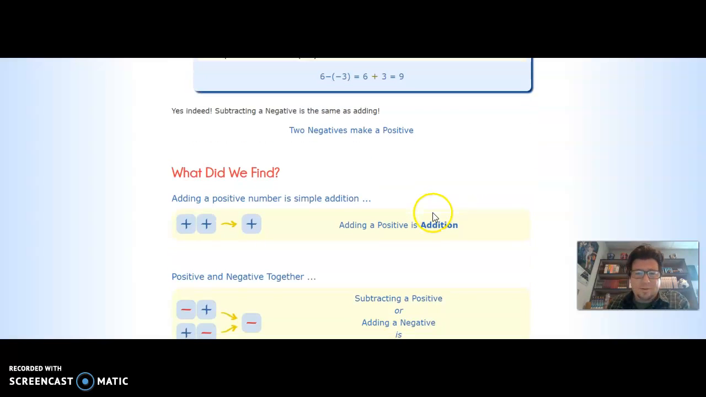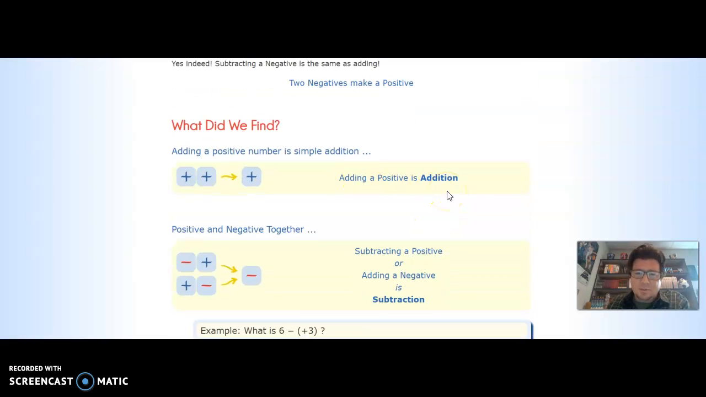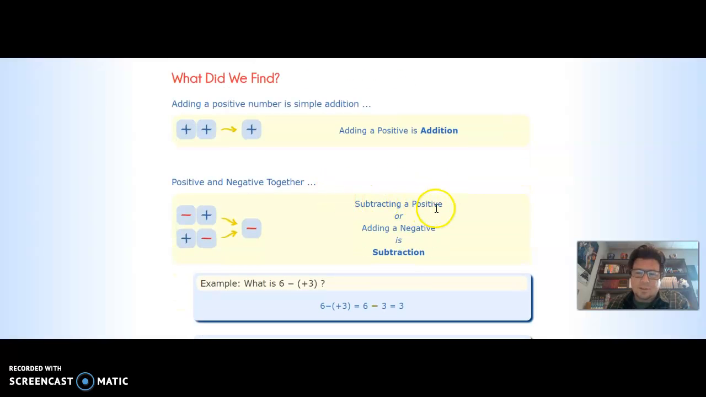All right? So adding a positive is addition. Subtracting a positive or adding a negative is subtraction, right? So 3 plus negative 5 or 3 minus 5, same thing.